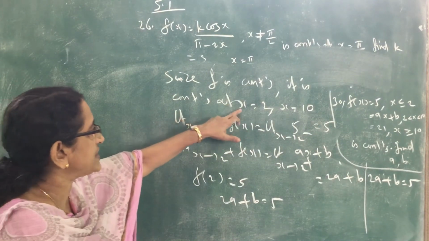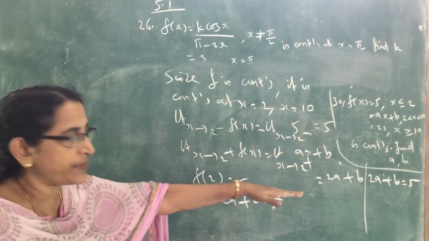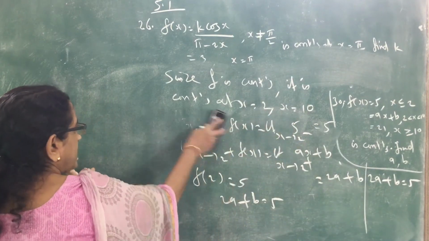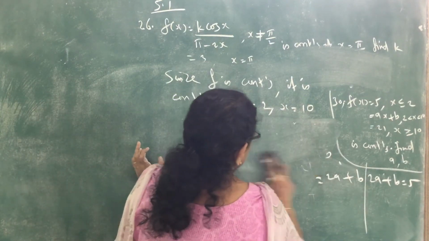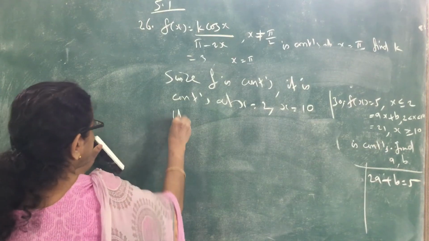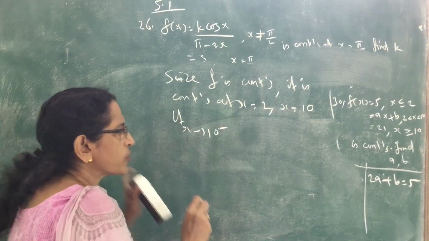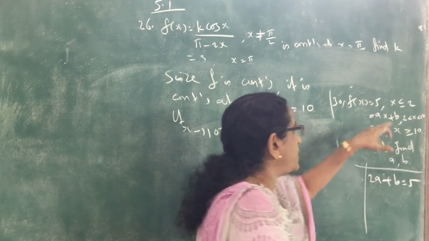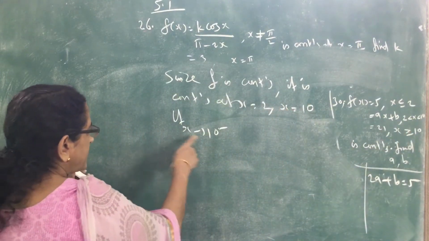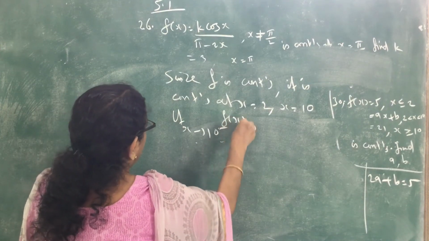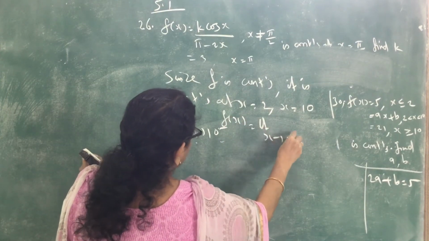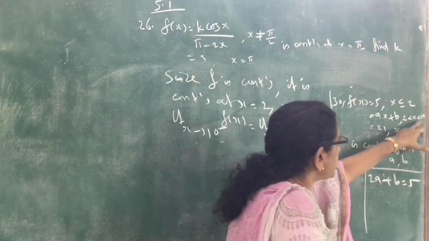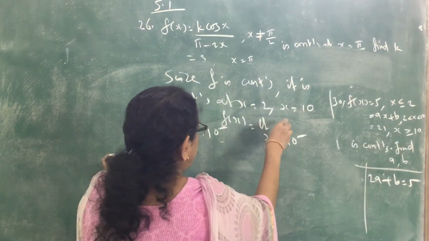Now using the continuity at x equal to 2, we got 2a plus b equal to 5. Next we can use continuity at x equal to 10. Here also we want left and right limits because x less than 10 and x greater than 10 have different values. So limit x tends to 10 minus f of x equals limit x tends to 10 minus. 10 minus means x less than 10, and the value is ax plus b.